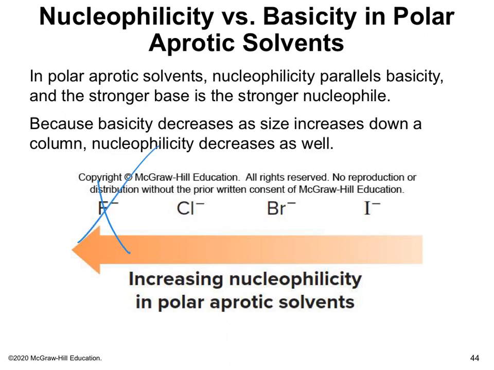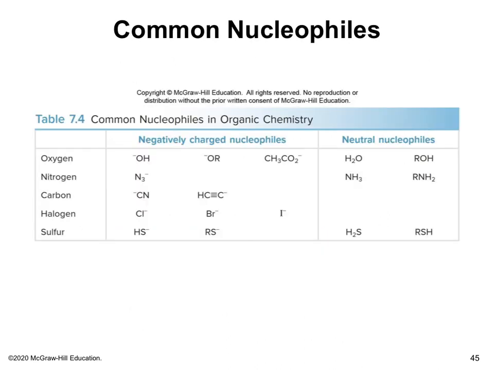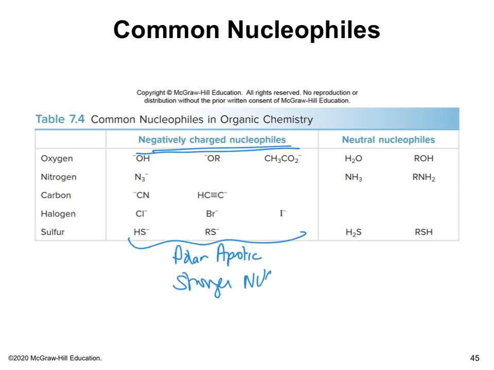Increase in nucleophilicity in polar aprotic solvents. So here are the negatively charged nucleophiles. You'll know that these are considered strong. They all have negative charges, and you want polar aprotic solvents for these because they're going to make them even stronger nucleophiles. Neutral nucleophiles, when we think about these, are weak.